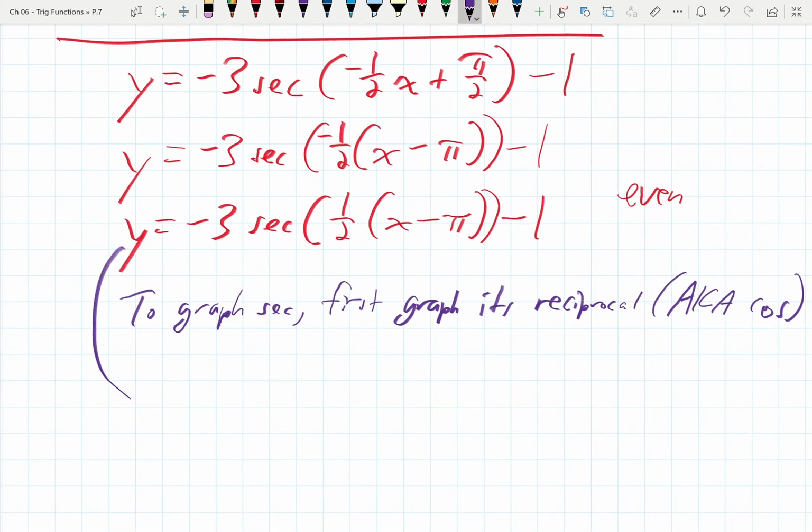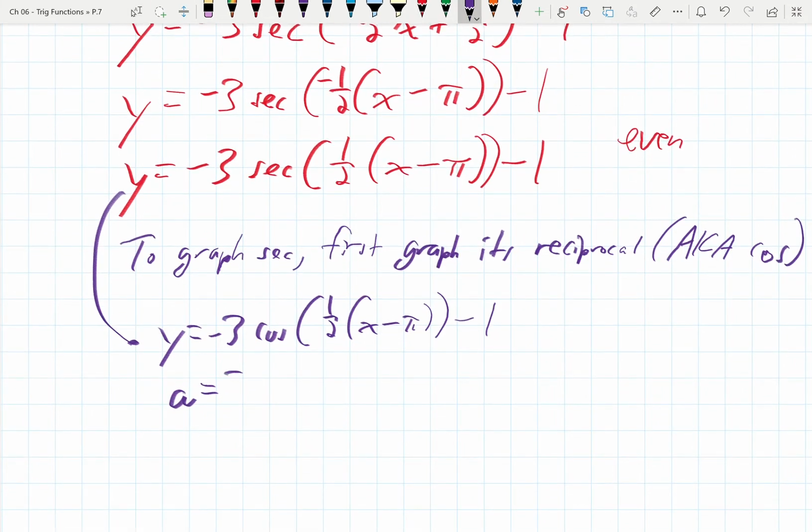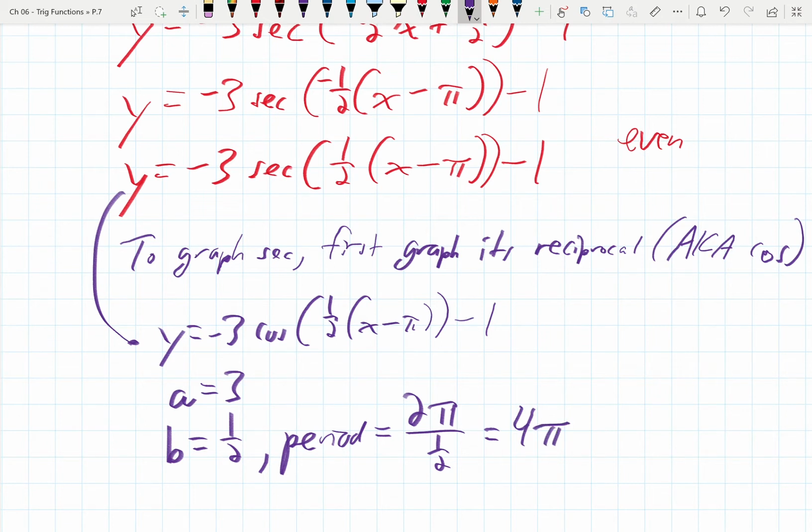So let's pull the properties down for y equals -3 cosine of 1/2 x minus pi minus 1, because that's really what we're going to be graphing. Properties, a value is 3, or you can put -3. Since the b value is 1/2, this means that the period is, we're back to 2 pi divided by 1/2, which we all know as 4 pi. And my h, k is equal to pi, -1.